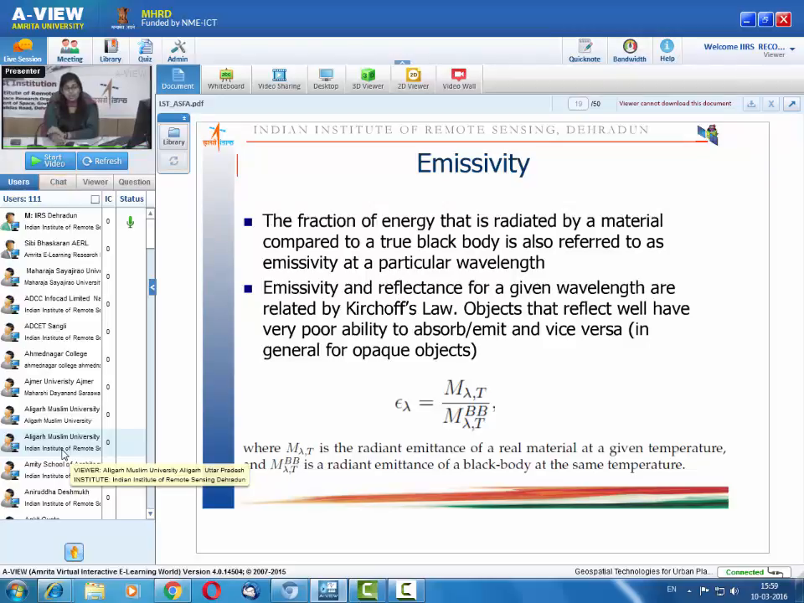So we were discussing two premises of thermal remote sensing, the temperature as well as the emissivity. Temperature we all know, but emissivity we probably don't know, so we will understand what emissivity is. The fraction of energy that is radiated by a material compared to a black body is referred to as emissivity. Now this is a definition. When I say this, you can easily understand that I am talking about a fraction, and when I am talking about a fraction, we can conclude that emissivity is going to range between 0 and 1.